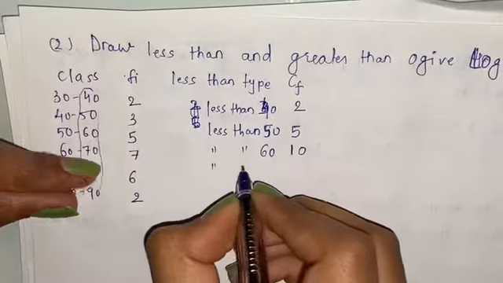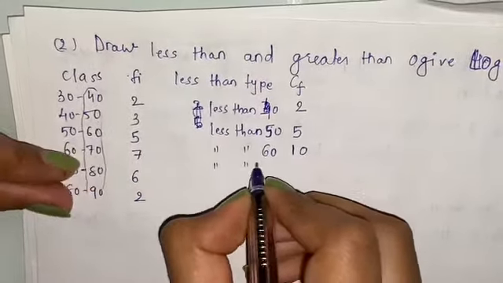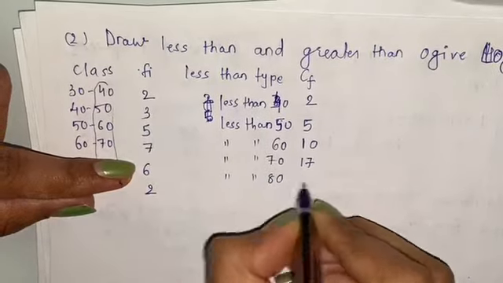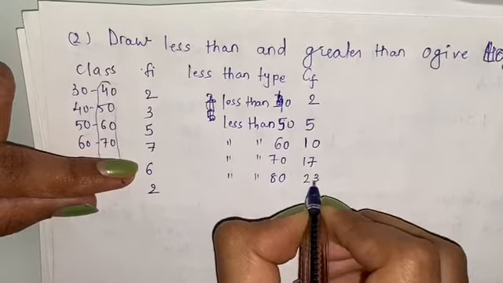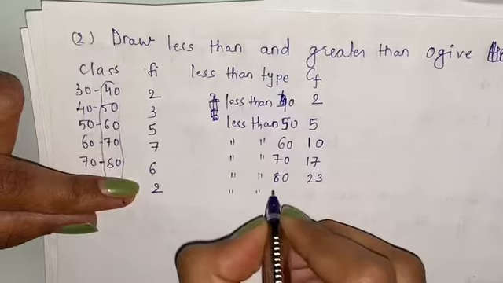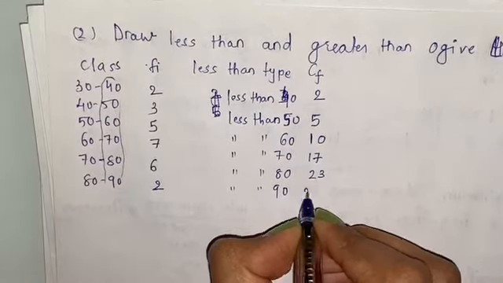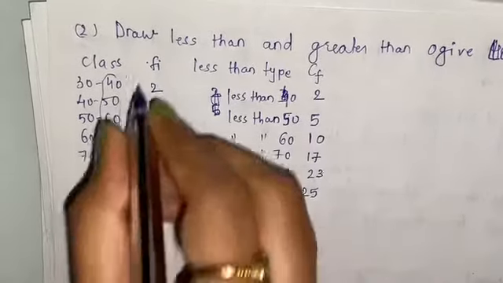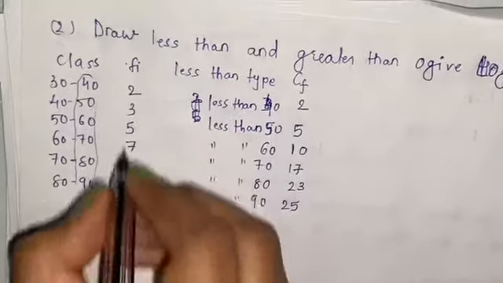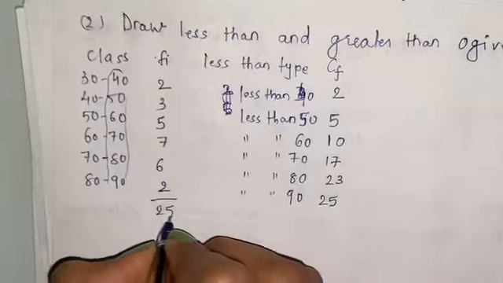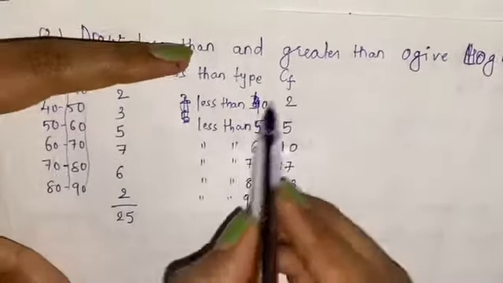Then less than 70, 7 plus 10, 17. Less than 80, so it will be 23. Less than 90, we have 2. 23 plus 2 will be 25. And when you total this, when you add this, it will also be 25. So we have done this.